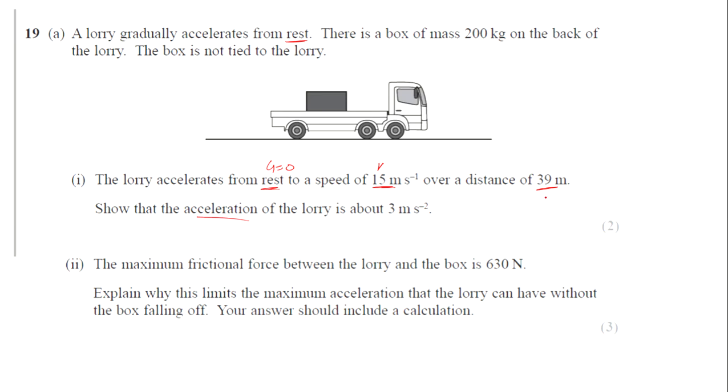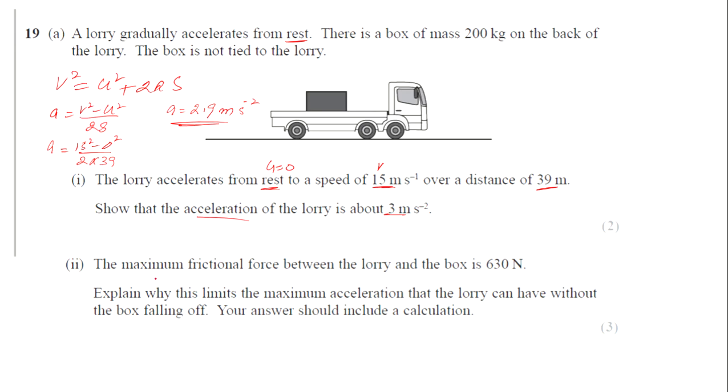We will be using the equation of motion, which is v square is equal to u square plus 2as, and we need to find acceleration. So rearrange this equation for acceleration. a is equal to v square minus u square upon 2s. Just substitute the values. a is equal to 15 square minus 0 square divided by 2 times 39, and acceleration will be 2.9 meter second minus 2. This is the acceleration, which is about 3 meter per second square.